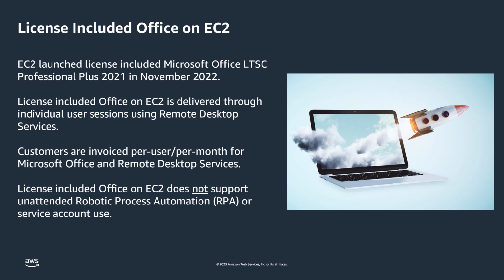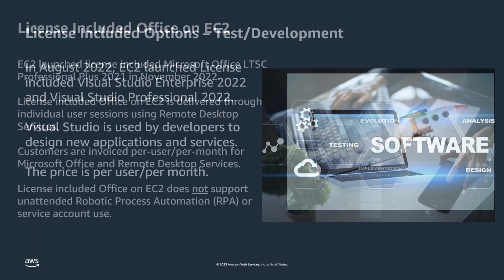Now, to be clear, this is a user-based offering, and it does not support robotic process automation, often referred to as RPA or service account use. Again, this is a user-based offering and will certainly meet the user requirements for customers who need to use Office on EC2.